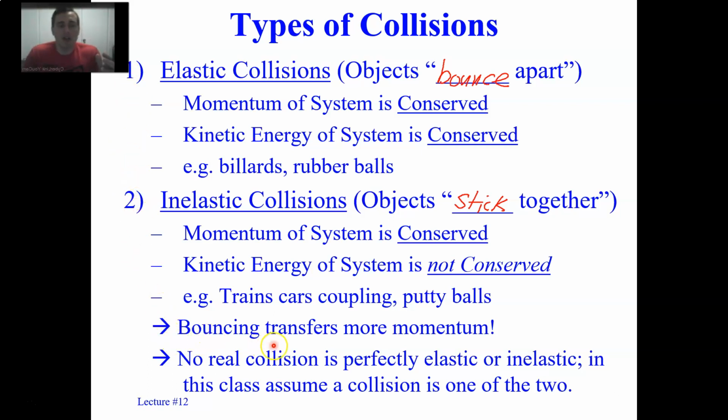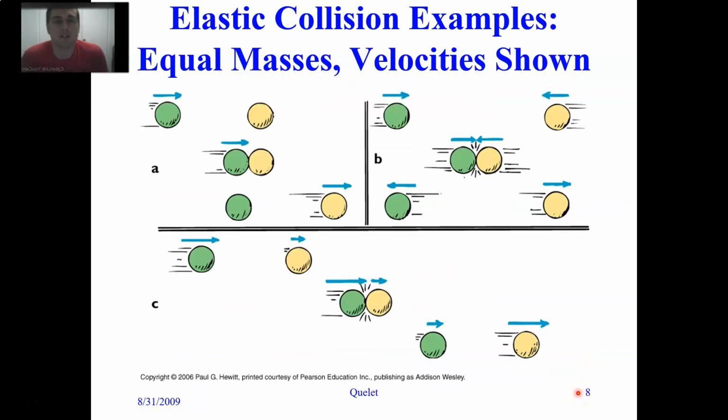Now, one thing to note is that bouncing transfers more momentum. That's a reminder from the earlier lecture. There's a greater directional change in the momentum if the object has an elastic bounce. Because momentum is a vector, bouncing transfers more momentum. And no real collision is, like I already said, perfectly elastic or inelastic, but we'll assume that it's one of the two in this class.